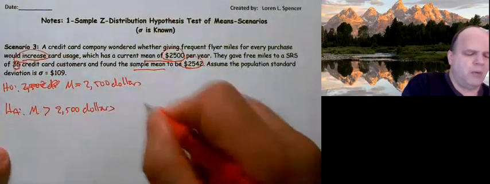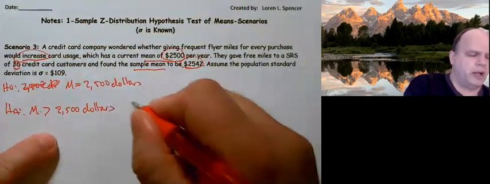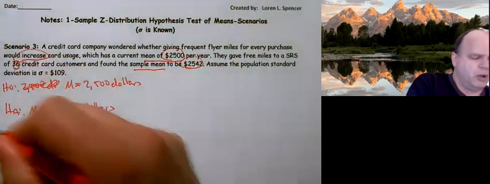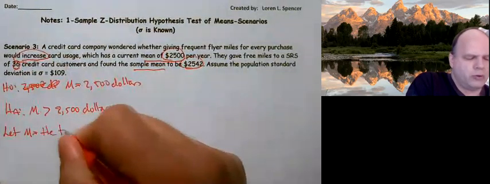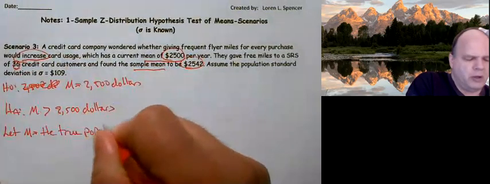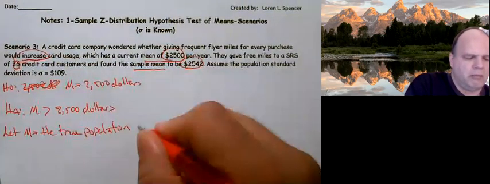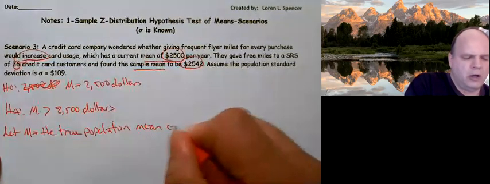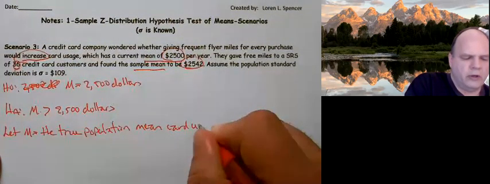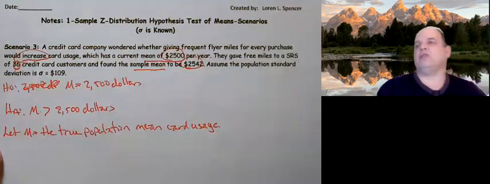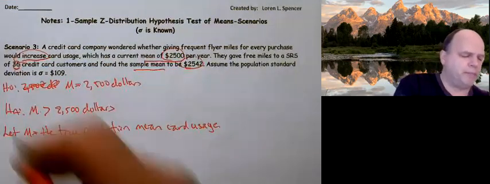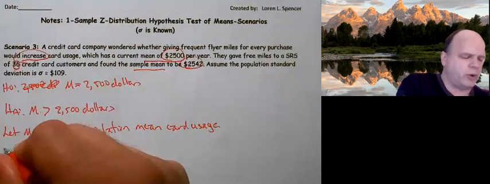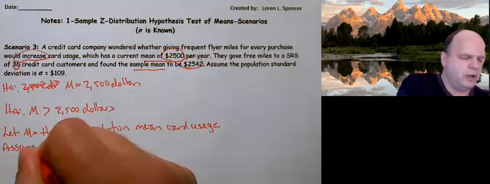So, what is our parameter? This is number one. Let mu equal the true population mean card usage. Probably should be card usage in dollars, but we're going to try to keep it short. Number three, that's conditions, and we're going to assume that they are done for this class.